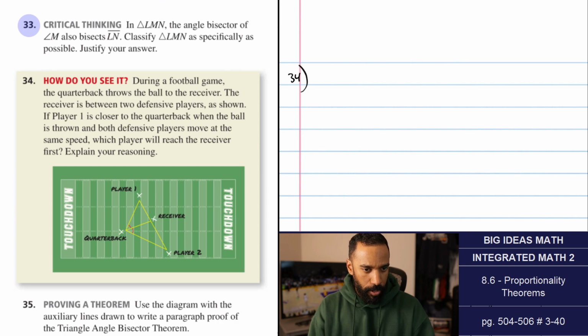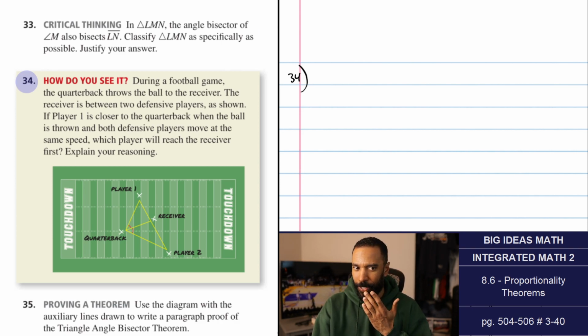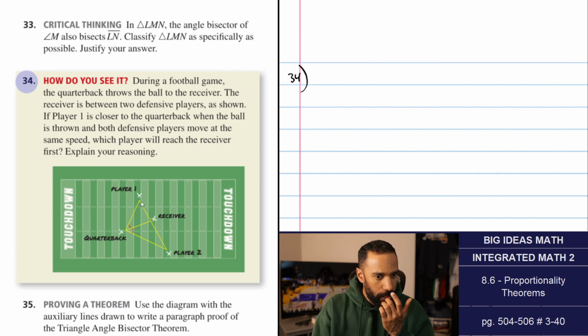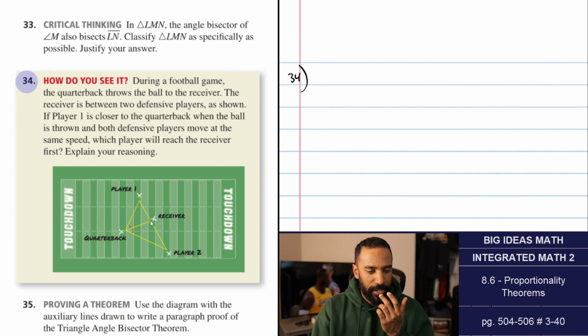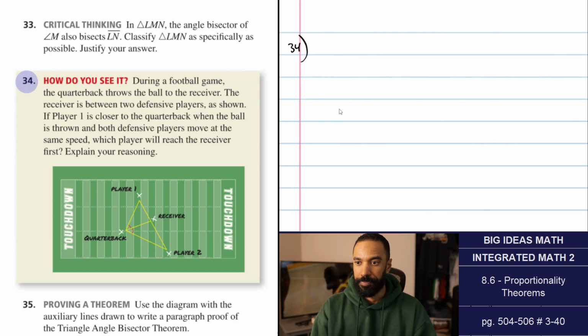During a football game, the quarterback throws the ball to the receiver. Okay, interesting diagram. The receiver is between two defensive players as shown. Player 1 is closer to the quarterback when the ball is thrown. Both defensive players move at the same speed. Which player will reach the receiver first? Explain your reasoning. Player 1.